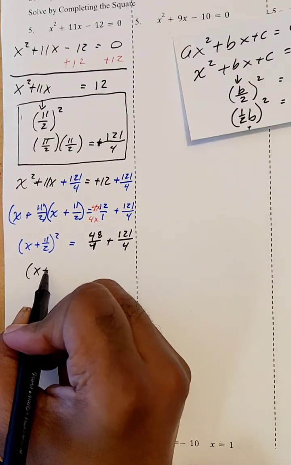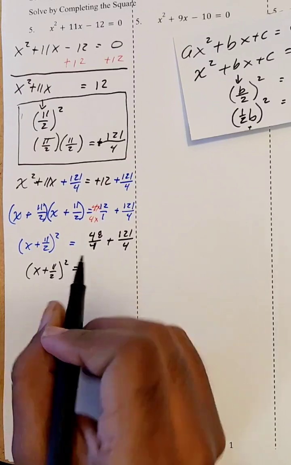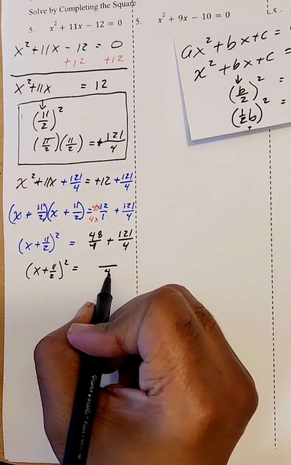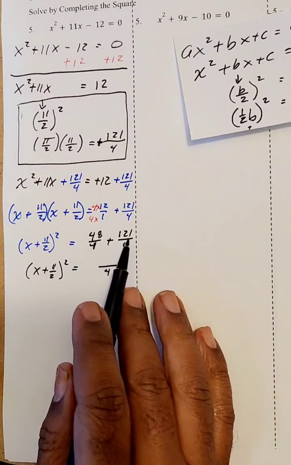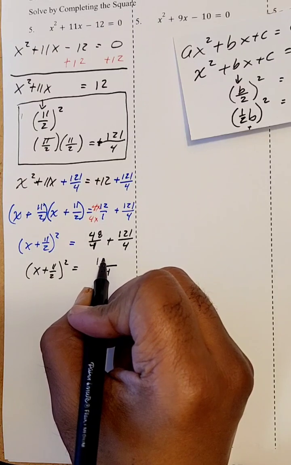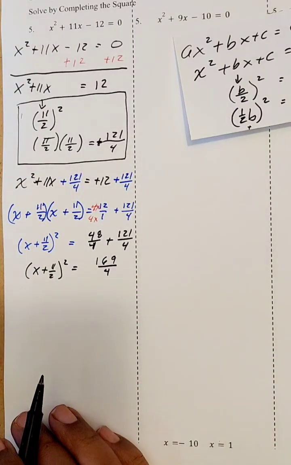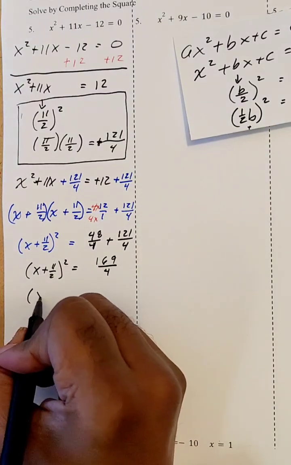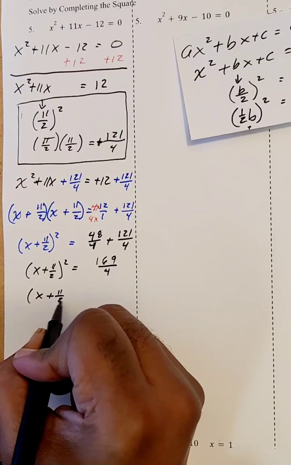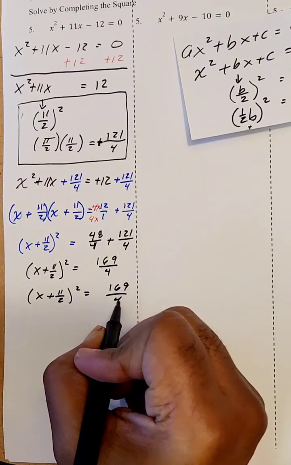Okay, I'll bring this down, x plus 11 over 2 squared. And then we'll combine these two. We can add these two because now we have common denominators. So common denominator is 4. And when I add these, I'm going to get 169. Okay. All right, so let's preserve the integrity of that step. We don't want to mess with that. x plus 11 over 2 squared equals 169 over 4.